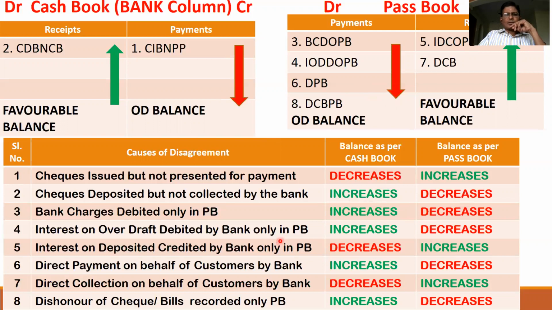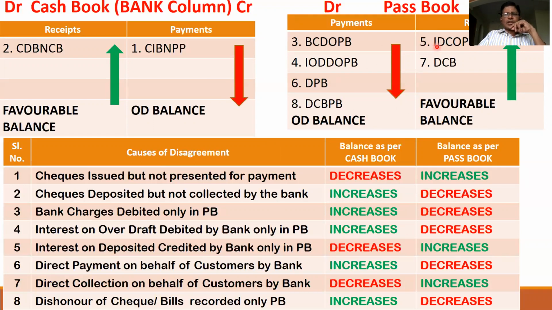Interest on overdraft is debited only in the passbook. Interest on overdraft is a payment, and it automatically decreases the passbook balance, but the same is not entered in the cash book, so the cash book balance increases. So interest on overdraft decreases passbook, increases cash book.